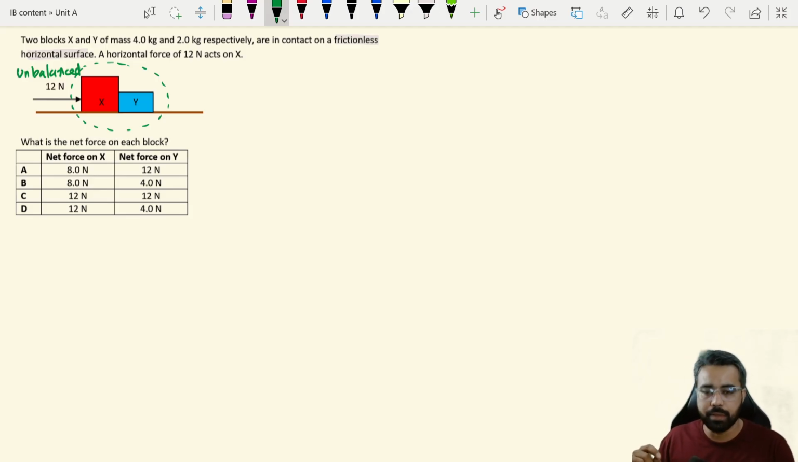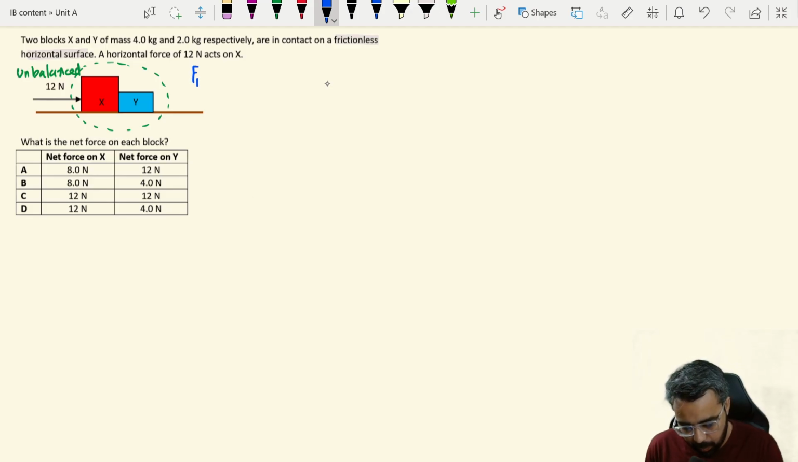Why is that? I will explain later also, but you will see that all the other forces, the contact forces, normal force and weights, are all balancing each other. That's why we can find the acceleration of the system, because the only net force of the system is 12 Newton, which equals mx plus my into a.